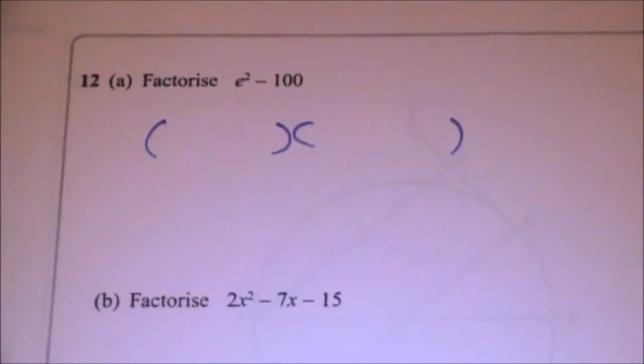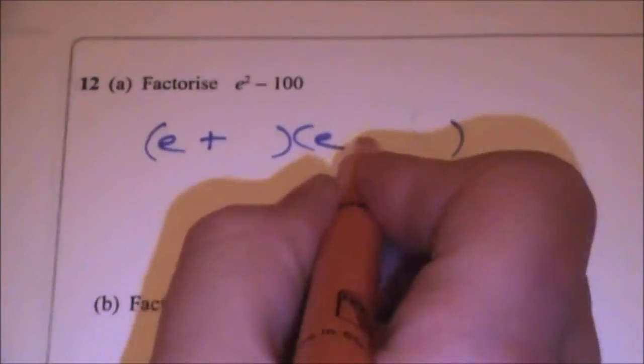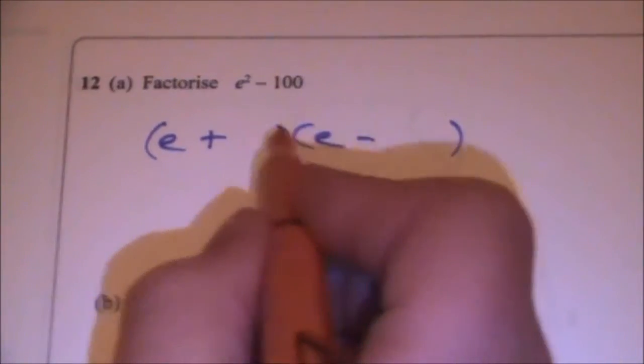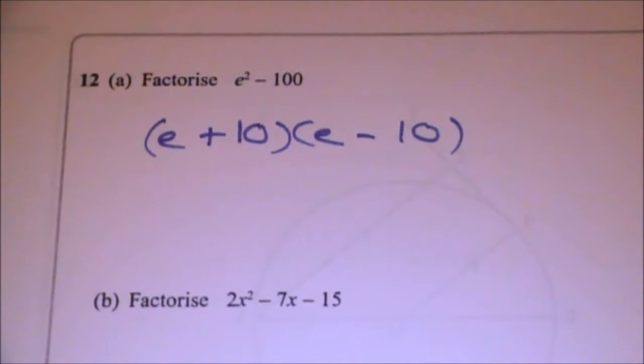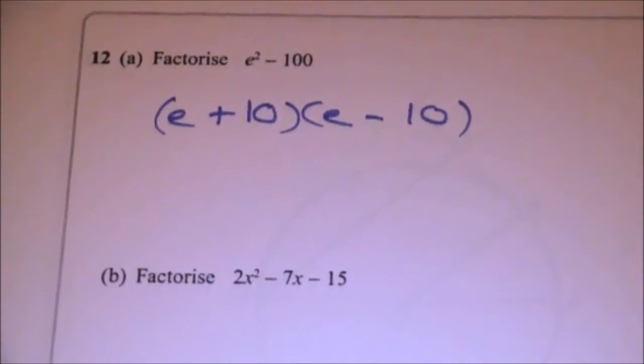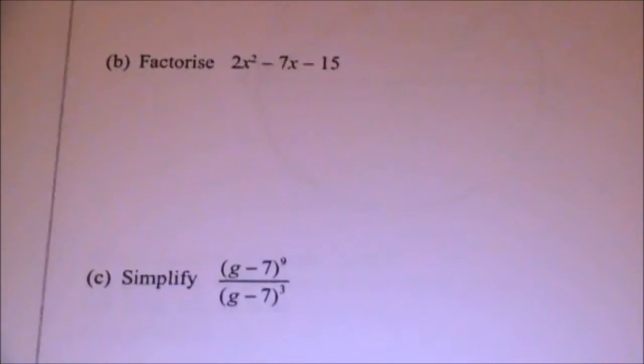And the difference of squares go into double brackets where you have the root of the first square plus and minus the root of the second square. So the root of 100 is 10. That's a rule, you just need to learn it. You can do lots of practice, ask your teacher for some practice on it. And that's just 1 mark.